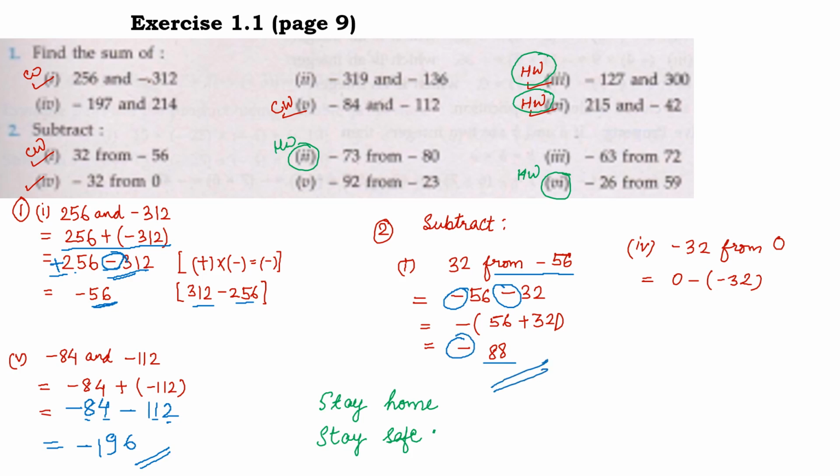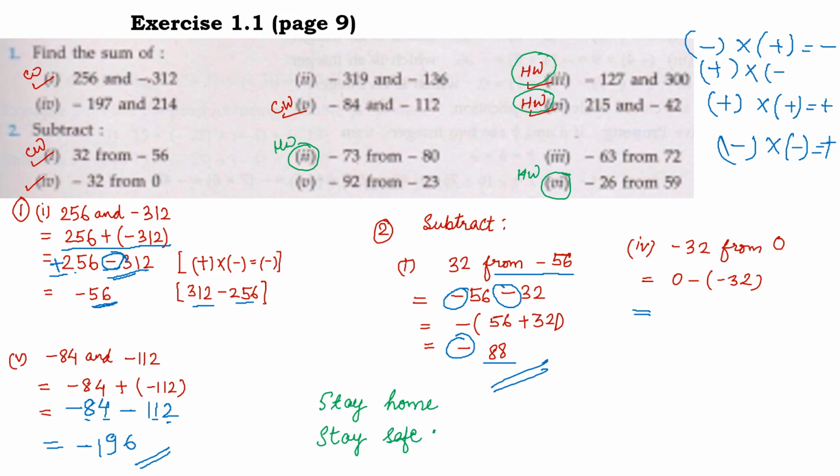Fine. Moving on to the fourth subpart: subtract minus 32 from 0. It means 0 minus minus 32. Now minus into minus is a plus. When same signs are multiplied, they are always positive. When opposite signs are multiplied, they are negative. Only remember this, and your integers chapter will pass easily.